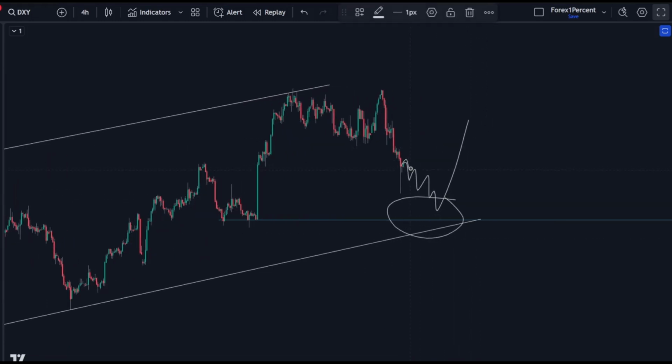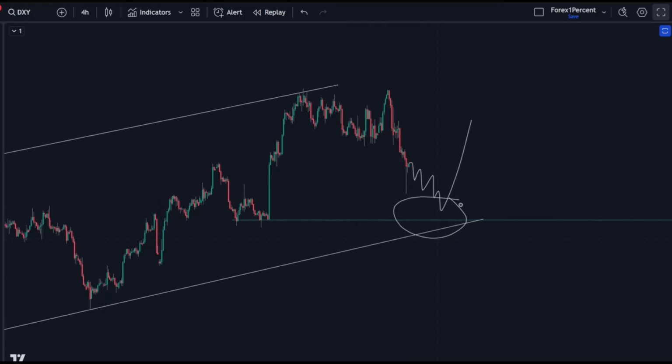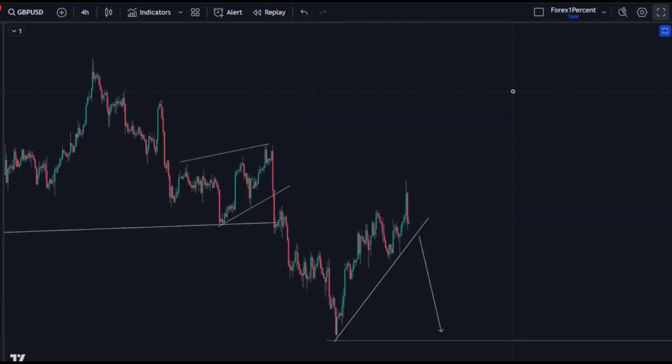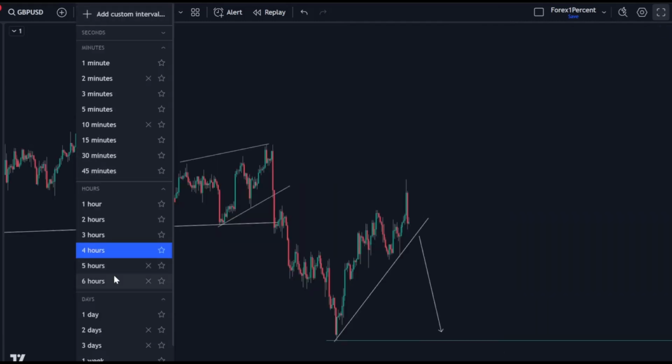But we could do a multitude of different things. I just want to make sure I'm cautious of this, because this could happen. As long as this level is not broken, we're still in good favor for bullish bias. So let's go into some US dollar pairs now. First one, Great British Pound, US dollar.